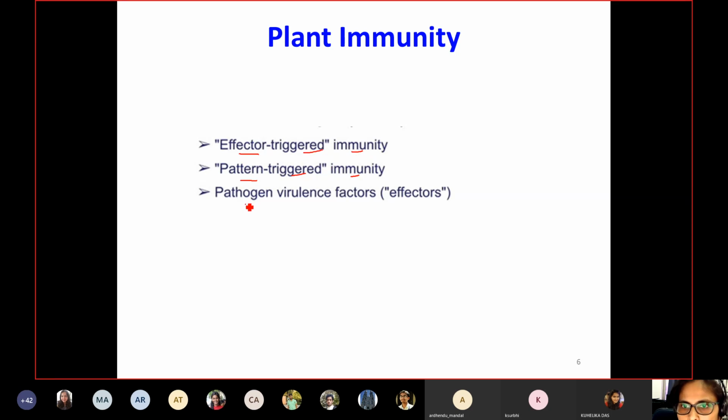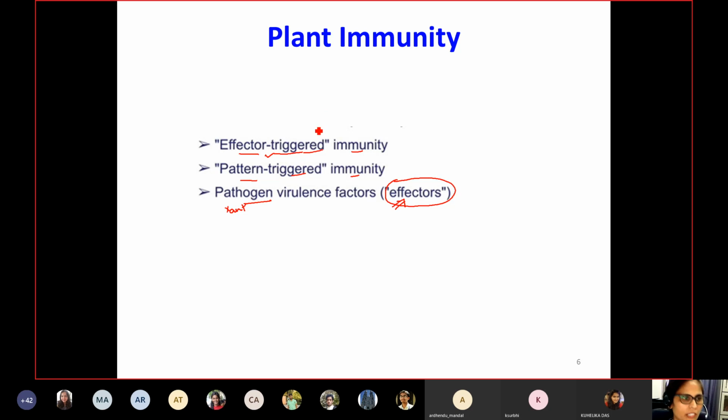So the pathogen we are discussing today is Xanthomonas species, and these are the virulence factors that actually form your effector proteins. So we will basically see effector proteins coming from your Xanthomonas species and how plants generate effector triggered immunity. So this is the story between these two, effector triggered immunity in the plant.